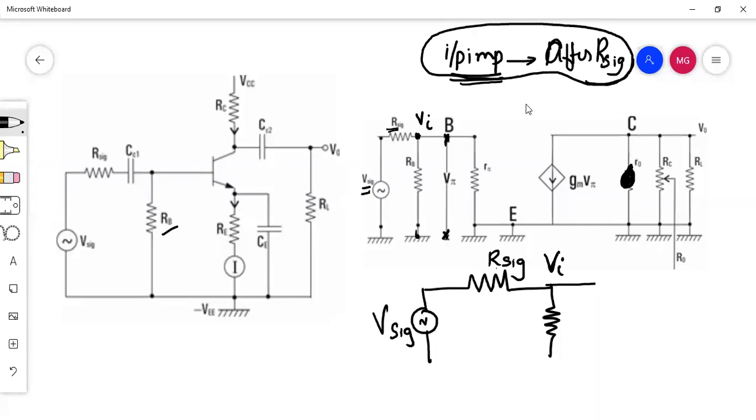Okay, so we'll stop here. In the next class we will discuss the same point over here. We'll start from this section. Okay, thank you for listening.